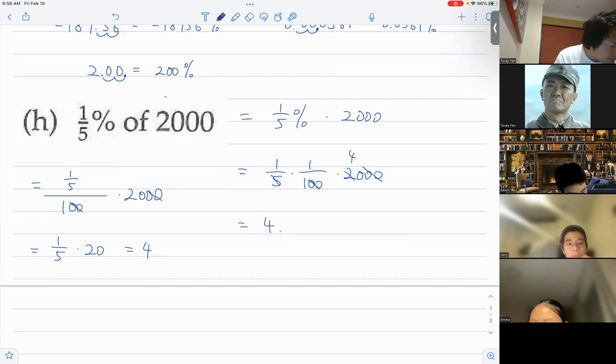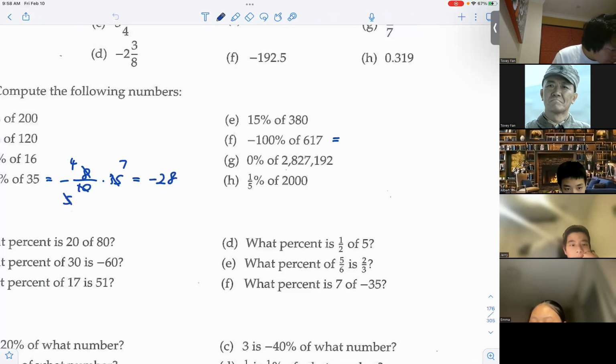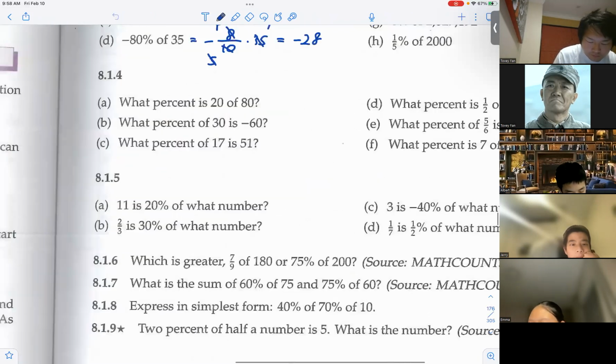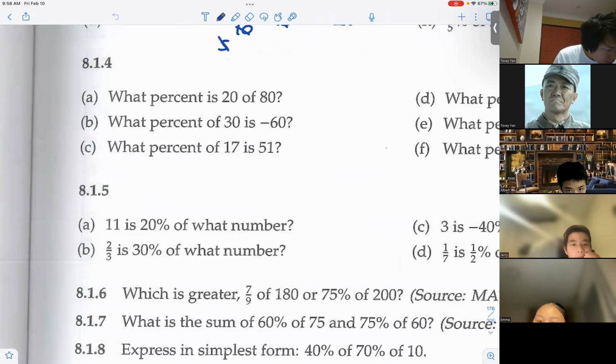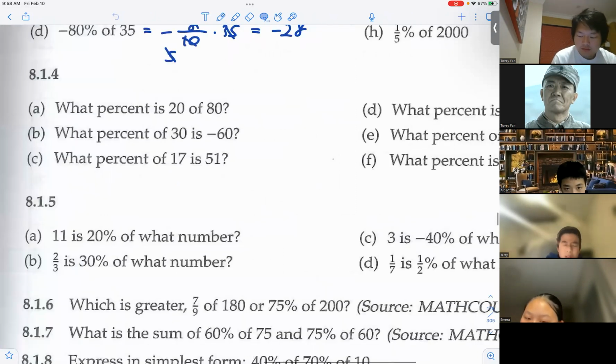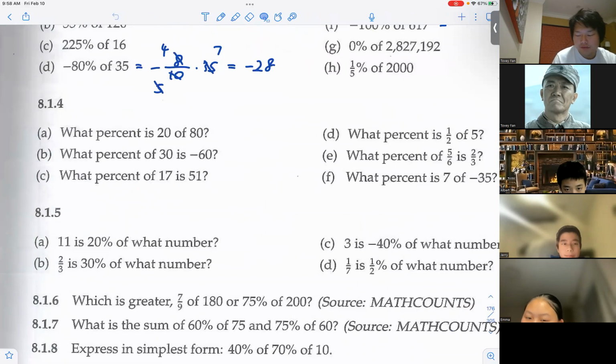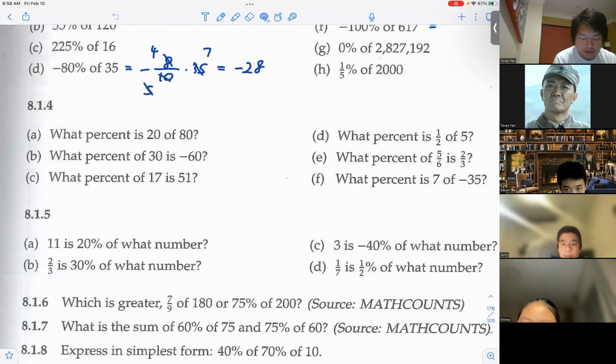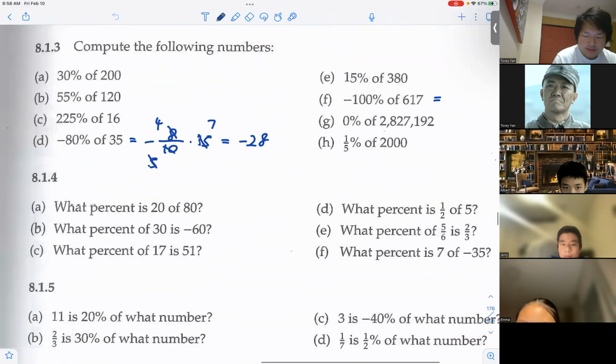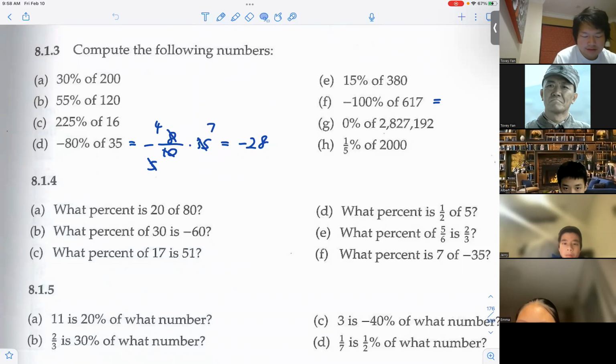Okay, good. Then we have 8.1.4. Okay, so we have B, C for Jerry. Okay, anyway, so in 8.1.4, we're gonna do this type of question of what percent is what number of the other number. I'm gonna do an example first. This is just like an inverse operation of 8.1.3, right? You just do it the other way.